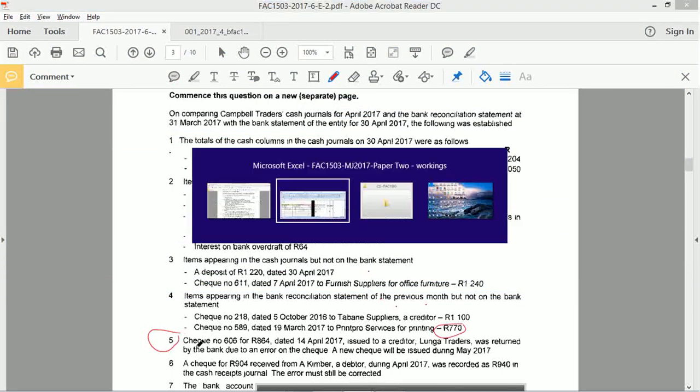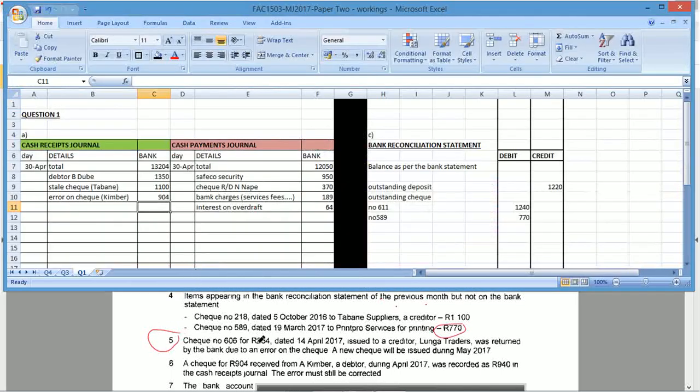Sorry, jumping the gun. Okay, looking at the wrong one. It's 864. Wrong figure. 864. Great, thanks. Okay. Right, now we've got the Kimber one.